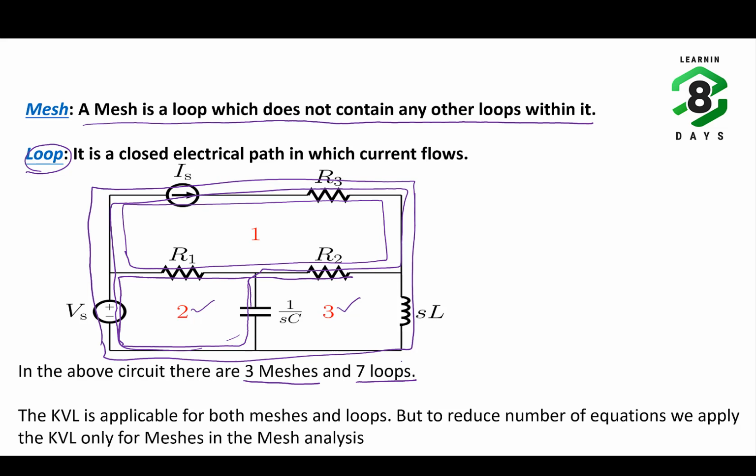Next, Kirchhoff's voltage law is applicable for both meshes and loops. For any closed loop, KVL is applicable. But in mesh analysis, we only apply KVL to the meshes so that the number of equations is reduced. So we can solve this network by only writing 3 mesh equations.